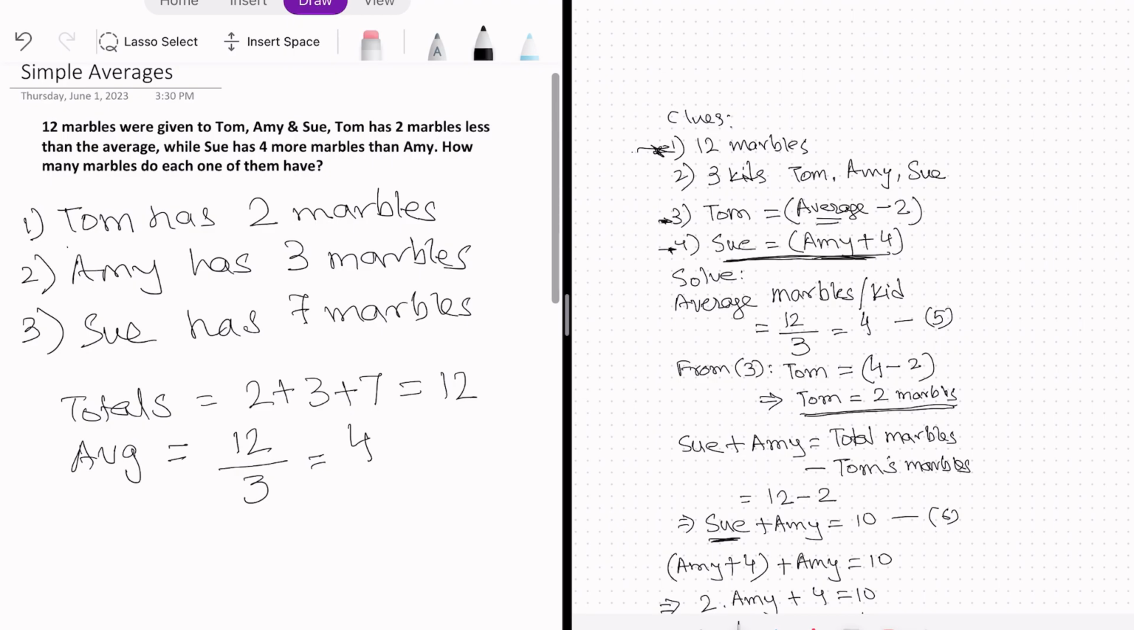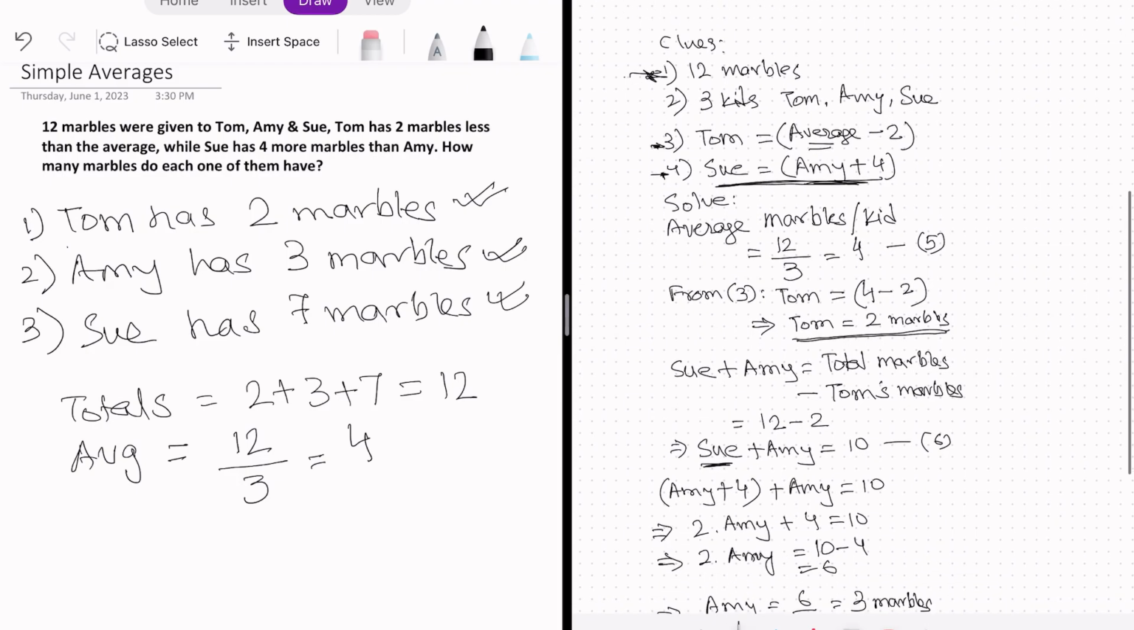So now let's check. Tom has 2 marbles, which is 2 less than the average. So this must be right. Amy has 3 marbles and Sue has 7. So Sue has 4 more than what Amy has, right? Because it's 3 plus 4, 7. So I know this one is right and this one is right. So that's my answer. Now again, this is a very simple use of average.